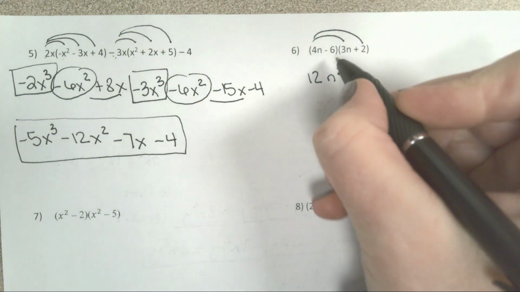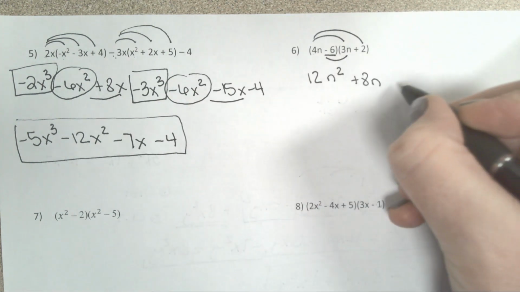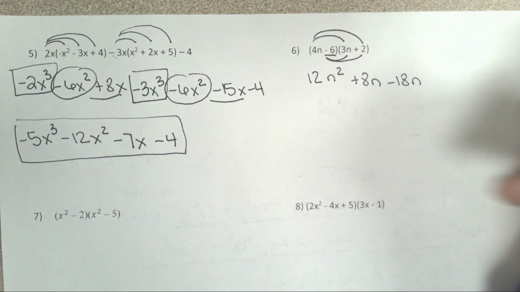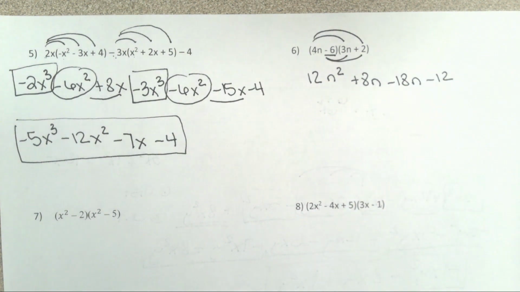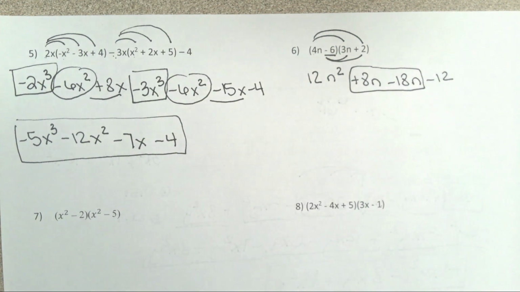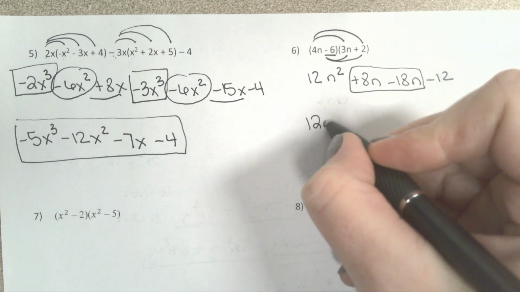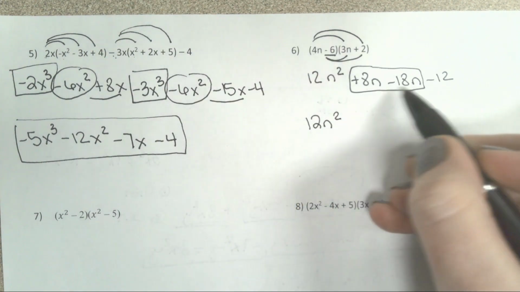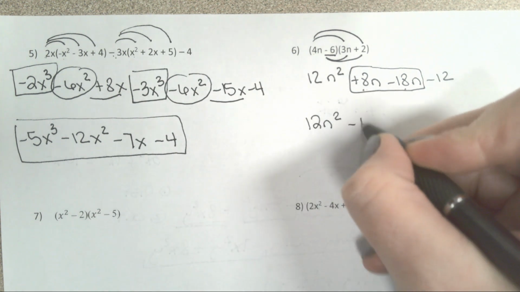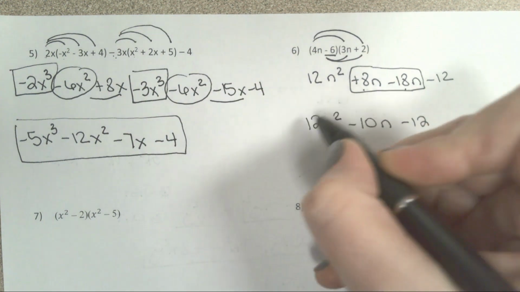Its job's done. Now you're going to distribute negative 6 into the parentheses. Negative 6 times 3 is negative 18n. And negative 6 times 2 is negative 12. So your middle terms are your only like terms. The first one I'm not going to do anything with, just rewrite it. These two middle terms are like terms, so I have a plus 8 and a minus 18. Adds up to negative 10n. And then I don't have any other constants, so I just write it down.